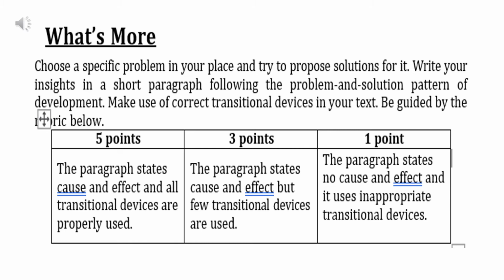5 points: the paragraph states cause and effect, and all transitional devices are properly used. You will get 3 points if the paragraph states cause and effect, but few transitional devices are used. And of course, you will get a point if the paragraph states no cause and effect and it uses inappropriate transitional devices. Kindly check your Google Classroom and look for the Google Form link regarding this activity.